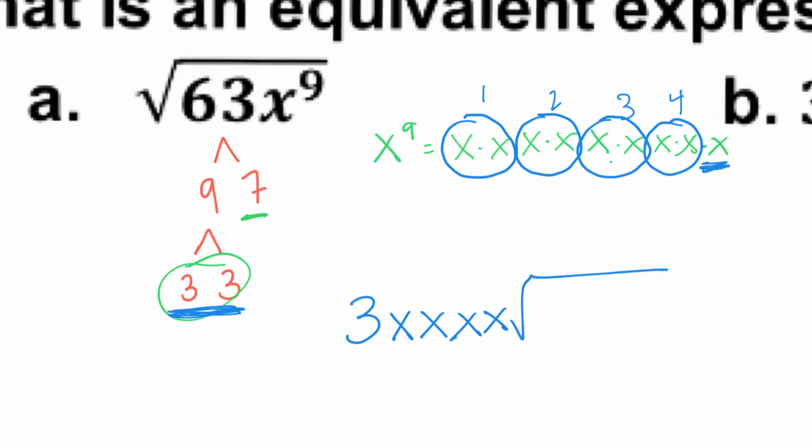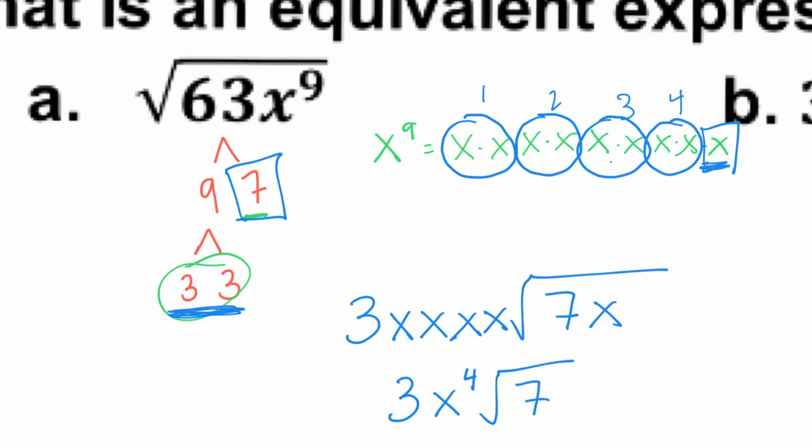Then I have my radical, or my house. Keep the 7. Keep the x. That's what was left over, right? The 7 and the x. Those were leftovers. Okay, let's just condense this one more time. So I'm going to have 3, and x times x times x times x is equal to x to the 4th, square root of 7x. And that's my answer.